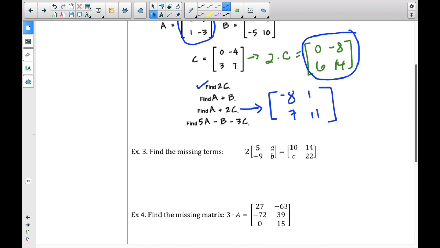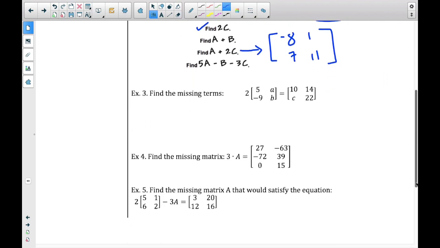Sometimes this actually shows up a lot on tests like the ACT, where there are some missing terms. So let's take a look at what's going on and see if we're able to see what it is. So 2 times 5 would be 10. We have that. The rest of them are kind of blanks.